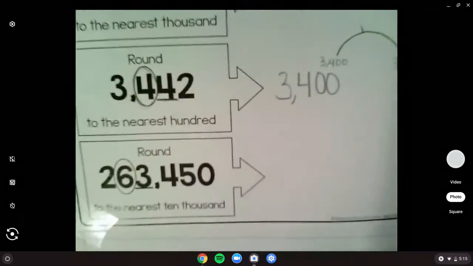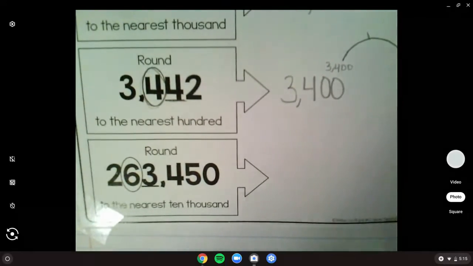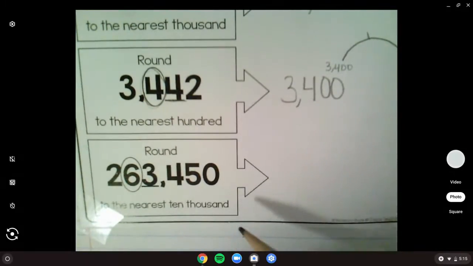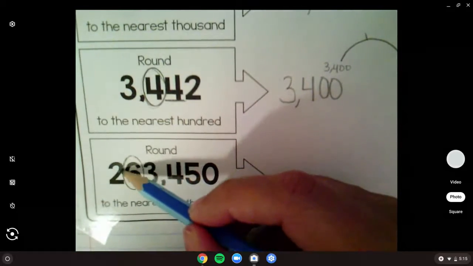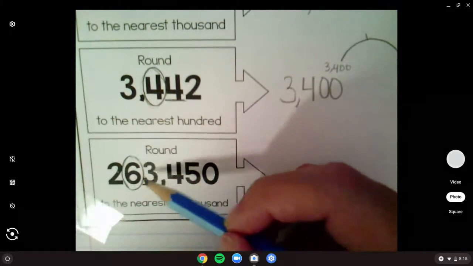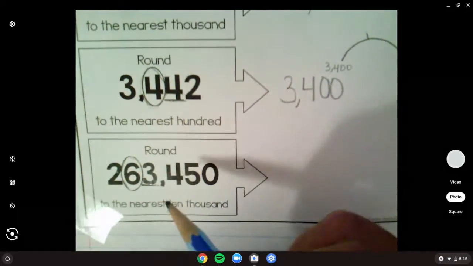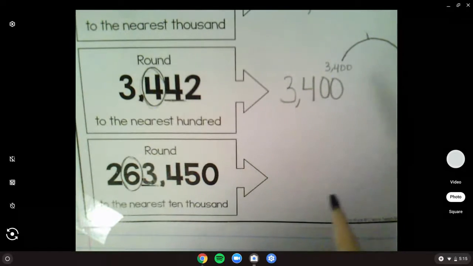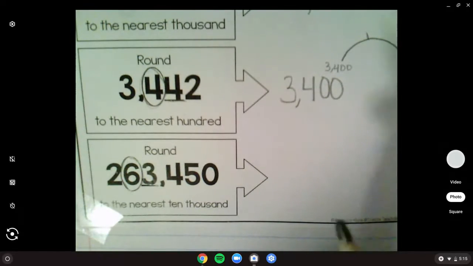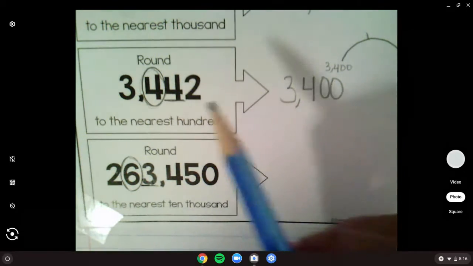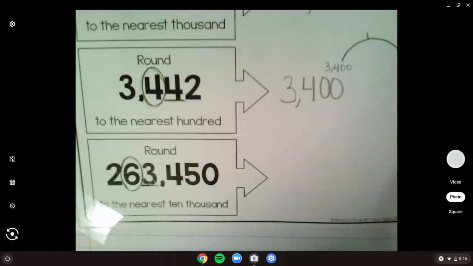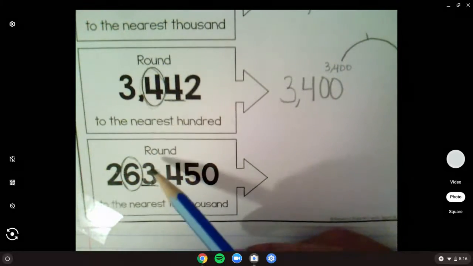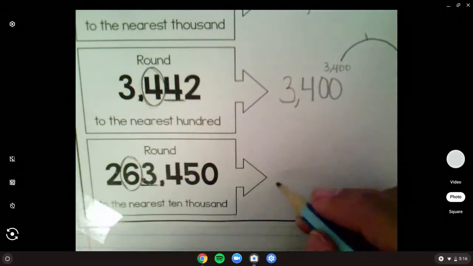Let's look at another one. This time we're going to round to the nearest 10,000. So we circle our spot and we underline our neighbor. Next step, we look to see, remember, if that neighbor is 5 or more, raise the score. 4 or less, we let it rest. We let it rest. Well, 3 tells us to rest.